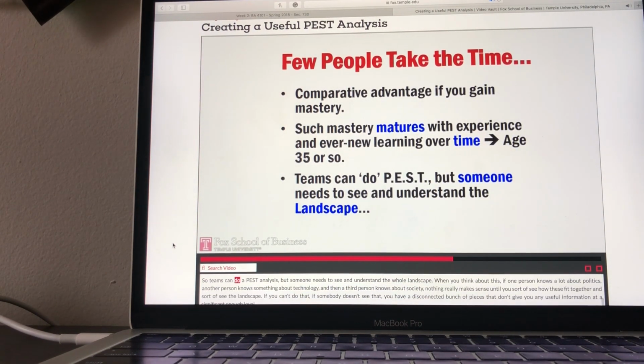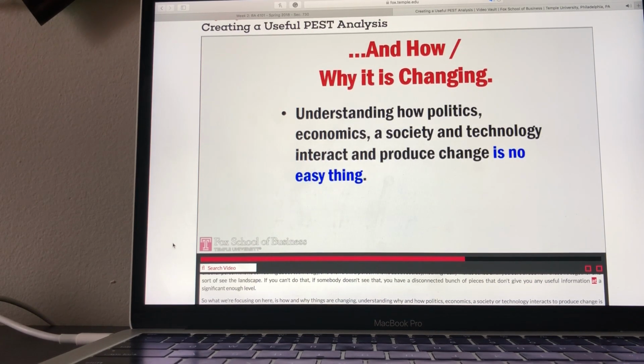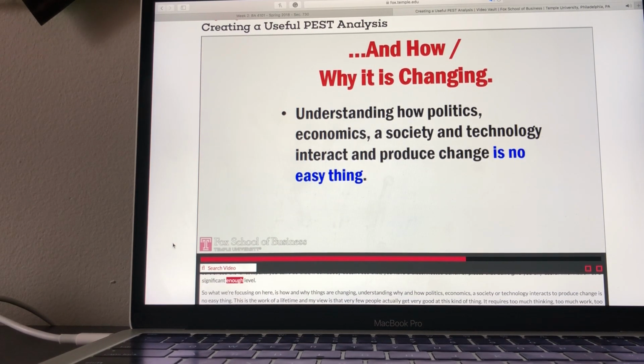So teams can do a PEST analysis, but someone needs to see and understand the whole landscape. You think about this, if one person knows a lot about politics, another person knows something about technology, and the third person knows about society, nothing really makes sense until you see how these fit together and see the landscape. If somebody doesn't see that, you have a disconnected bunch of pieces that don't give you any useful information at a significant enough level.